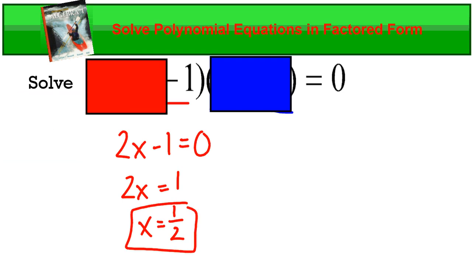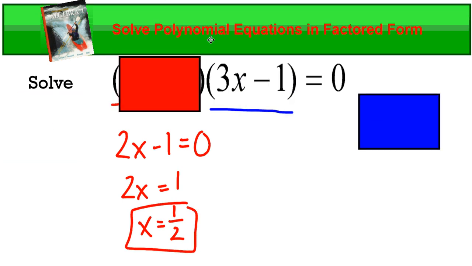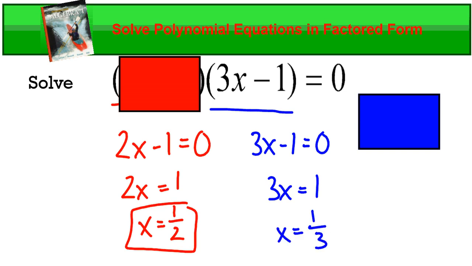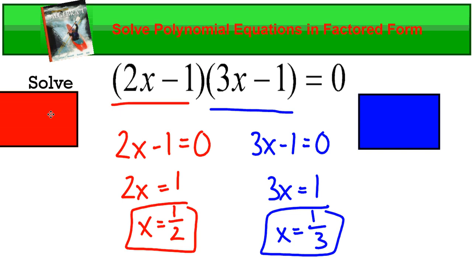Now, maybe it wasn't the red thing that was 0. Maybe it was the blue thing. If it was the blue thing that was equal to 0, then I know 3x minus 1 would have to equal 0. Add 1 to get my numbers to the same side. Divide by 3 to solve. And I get 1/3. So either x is equal to a half to make the first thing be 0, or x is equal to 1/3 to make the second thing be 0, in order for one of these to be 0, and therefore when I multiply them, the product is equal to 0.